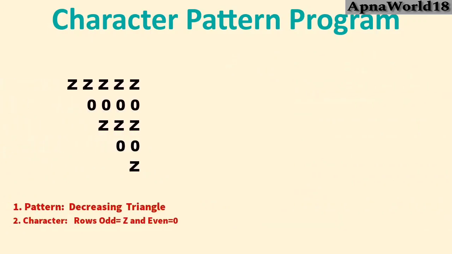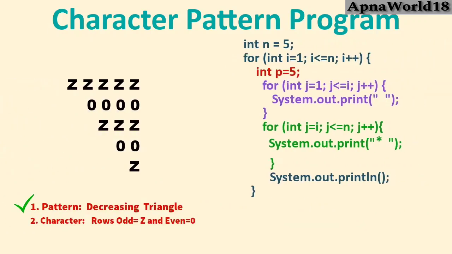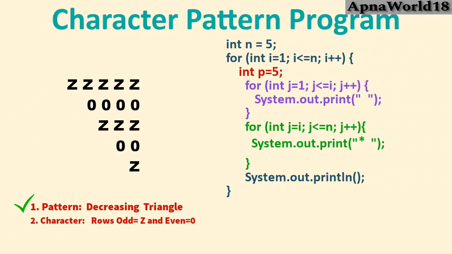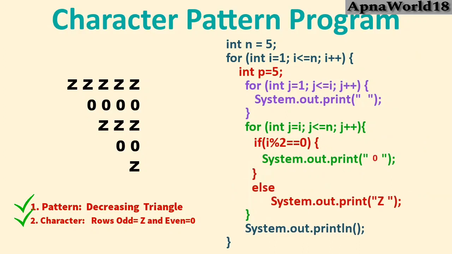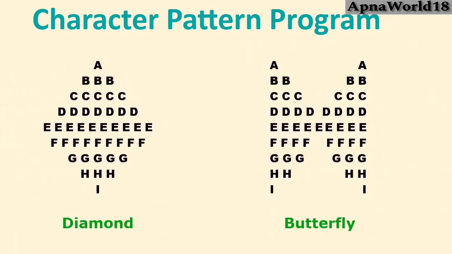Now what if the pattern was like this? Again take the code you have for the pattern first. Here in even rows, we have 0, so we will have the if statement printing 0, else it will print Z.